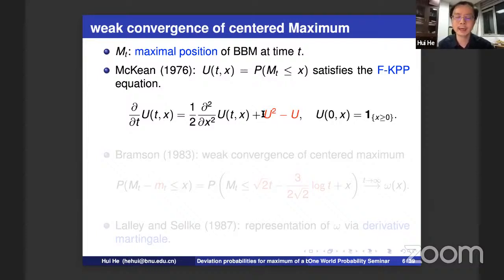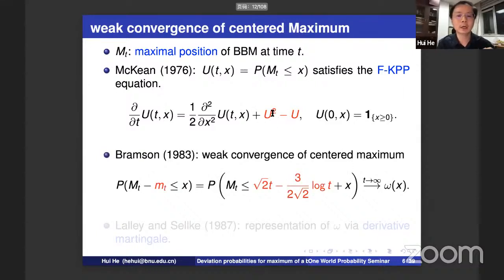I would also like to mention that in my setting, I assume that when a particle dies out, there are only two children left, okay, two offsprings left. So if we replace the number of offsprings by something else, for example, three offsprings, then you have u cubed instead of u squared, okay? If the number of offsprings is random, then you just replace the u squared by the corresponding generating function. So with these connections, Bramson in 1983 got the weak convergence of the centered maximum.